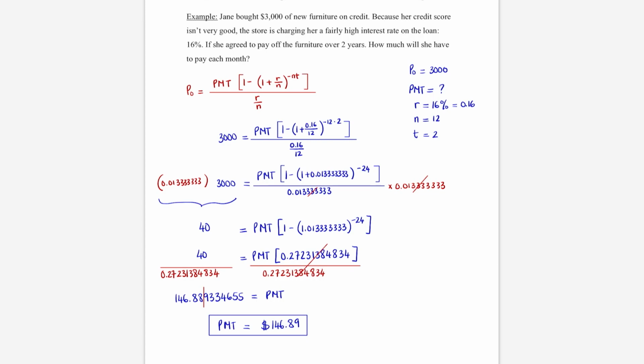So if Jane bought $3,000 of furniture on credit with the interest rate of 16%, and if she agreed to pay it off in 2 years, her monthly payment will be $146.89.